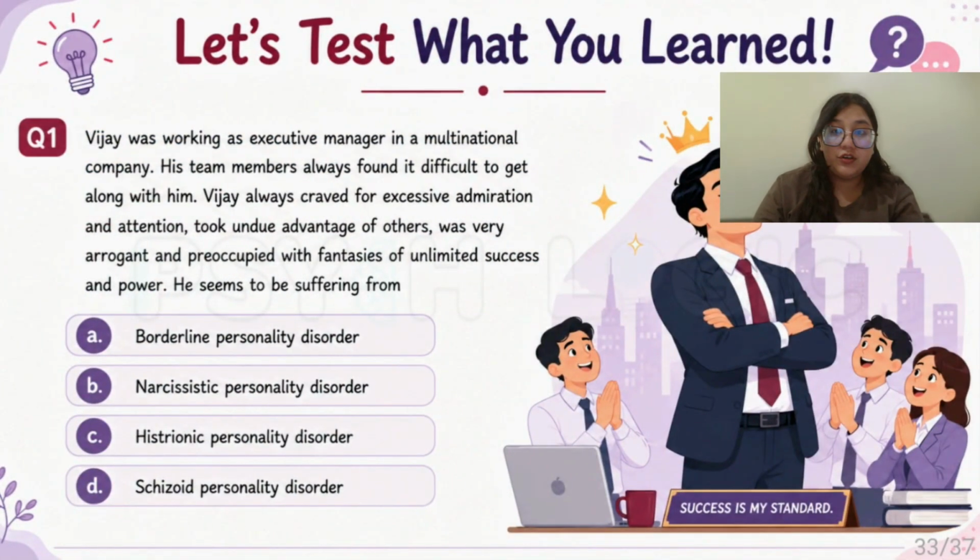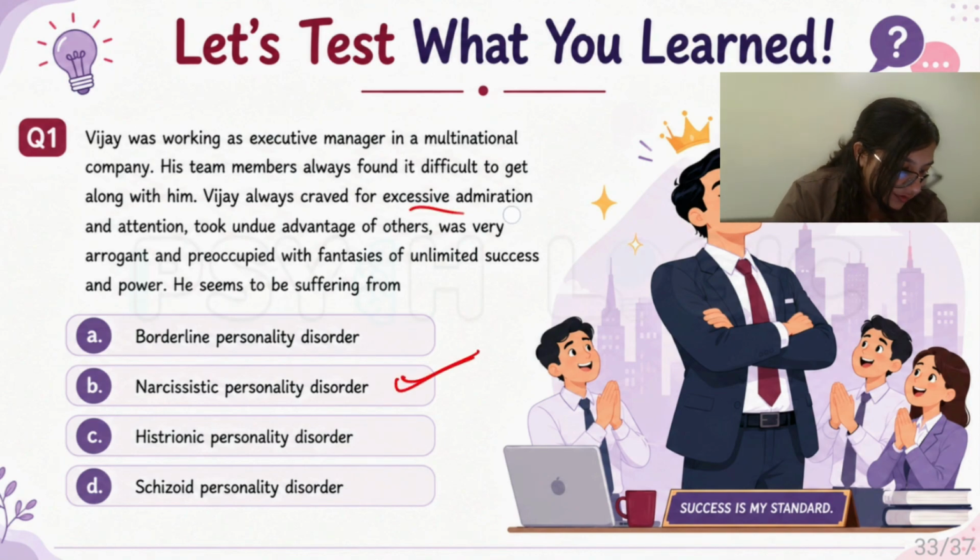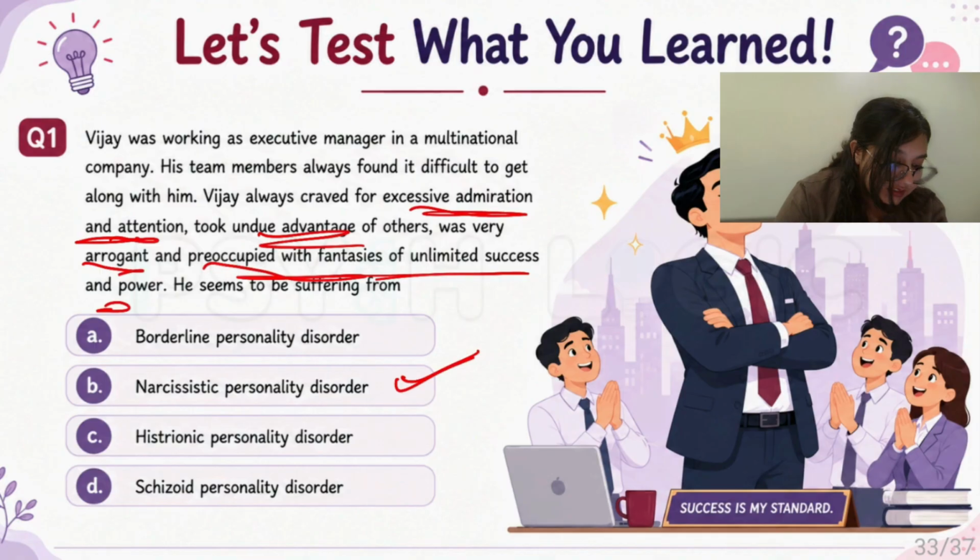Let's test what you have learned quickly. Question 1. Vijay was working as an executive manager in a multinational company. His team members found it difficult to get along with him. Vijay always played for excessive admiration and attention, took undue advantage of others, was very arrogant and preoccupied with fantasies of unlimited success and power. He seems to be suffering from A. BPD, B. Narcissistic personality disorder, C. Histrionic personality disorder, and D. Schizoid personality disorder. The answer is B. Narcissistic personality disorder, right? Excessive admiration and attention, undue advantage of others, arrogant, preoccupied with fantasies of unlimited success and power.